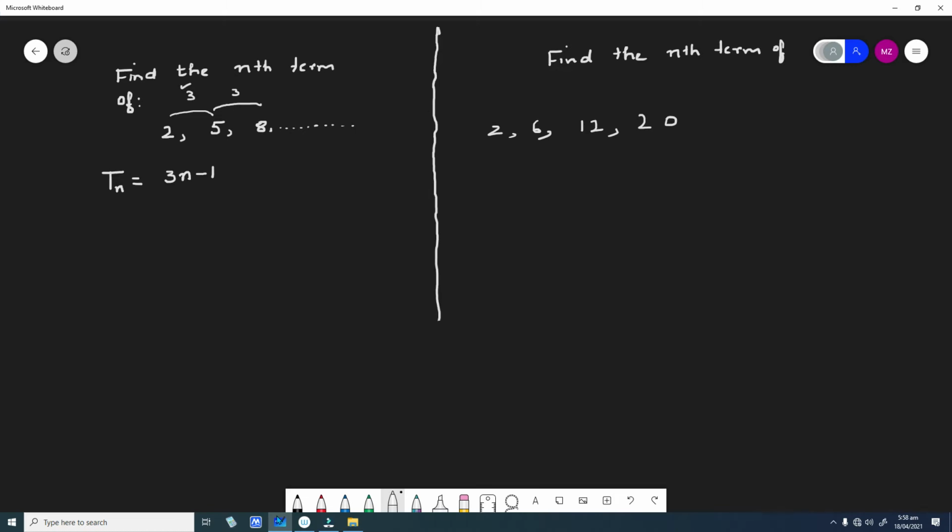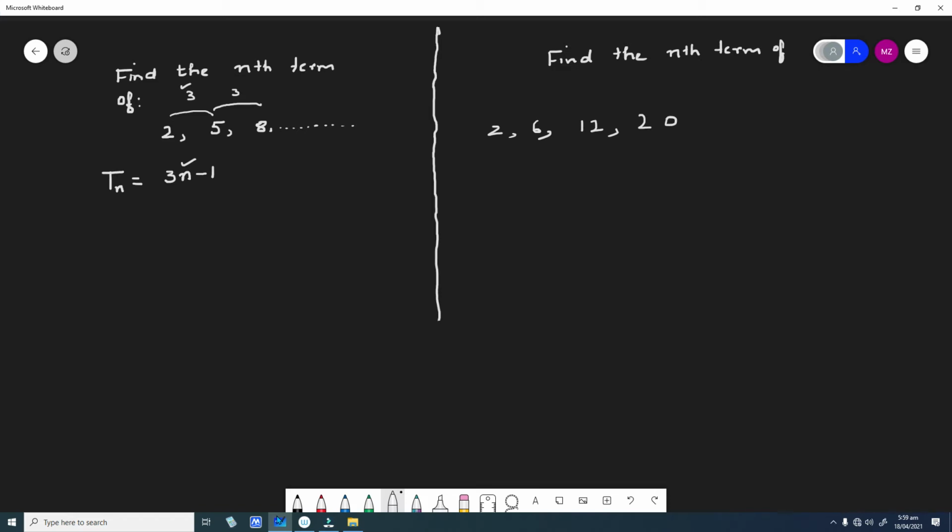You may check it for the second term. If you put n is equal to 2, 3 2s are 6, minus 1, that is 5. So this formula is working for the second term as well. Now, if you put n is equal to 3, this is the third term; this is the first term, this is the second term, this is the third term. 3 3s are 9, minus 1, 8. So this nth term formula is working for every term. If you put n is equal to 1, you will get 2. If you put n is equal to 2, you will get 5, and so on.